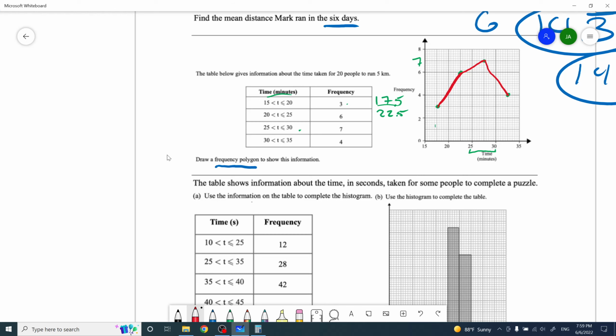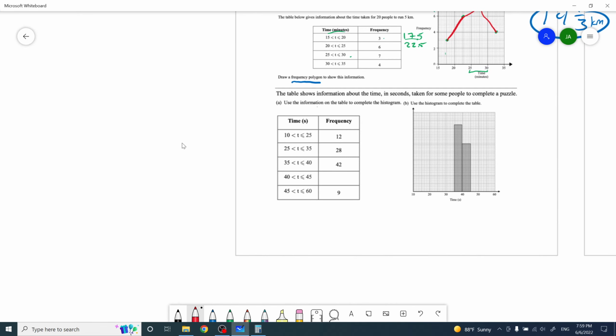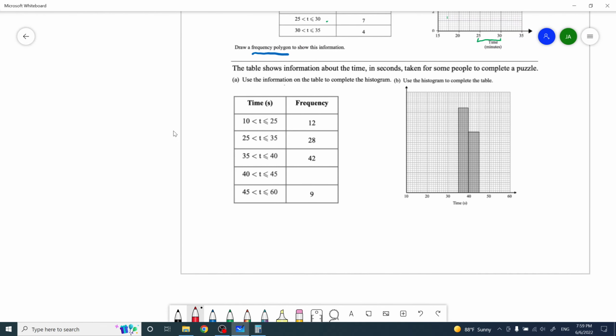Okay, so we're going to look at a different frequency diagram. We're going to be looking at something called a histogram next. So we're going to use the information on the table to complete the histogram and use the histogram to complete the table, right? So they're giving us a bit of information in both sides. We just need to fill it in. All right, so let's see what it tells us on a histogram compared to the table. So you got 10 to 25, 25 to 35, 35 to 40, 40 to 45, and 45 to 60.